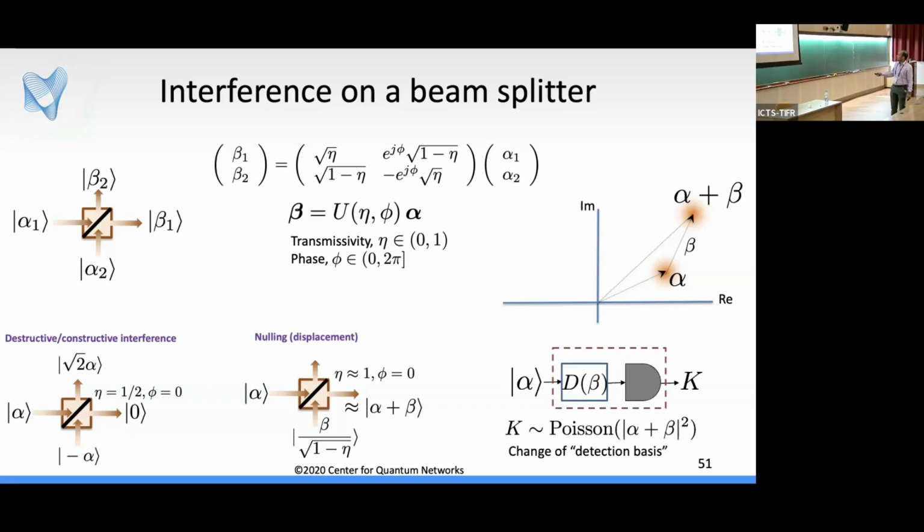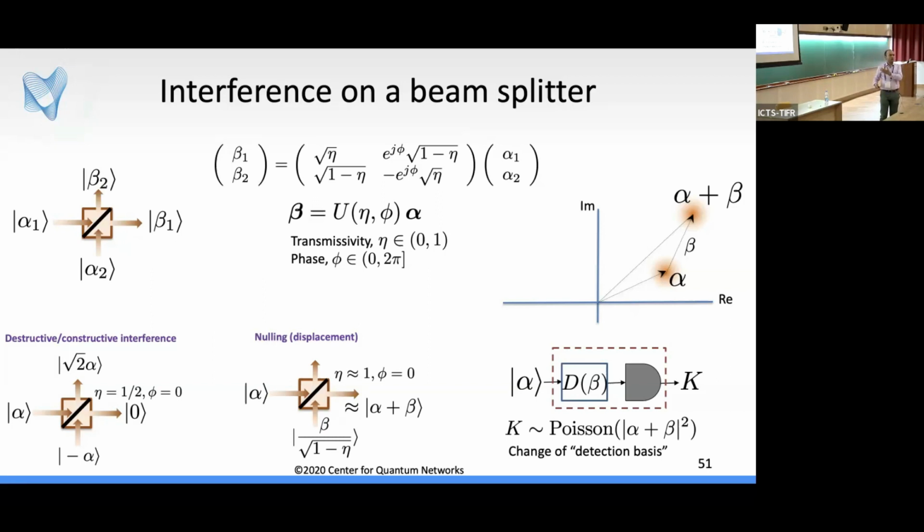Now, if I were to detect after the displacement, I can think about this whole box, the displacement followed by the detection, as a new basis in which I'm measuring alpha. It's a displaced number state basis for those of you who are familiar with quantum optics. But what I have done is change my detection statistics. It's still a Poisson distribution, but its mean instead of being mod alpha squared is mod alpha plus beta squared. But beta is in my hand. I can decide how much to displace and then detect.